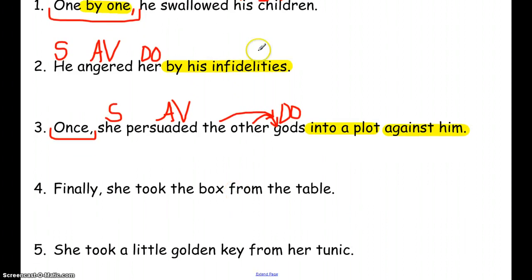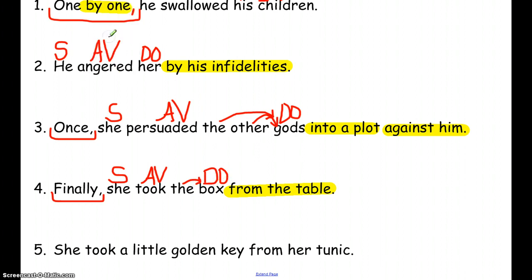The last one. Finally, she took, not the last one. Finally, she took a box from the table. Prepositional phrases, from the table. And I see that I've got a transition here at the beginning that's an adverb. Finally. So I can ignore that, and I'm left with she took the box. Who is the sentence about? It's about she. What did she do? She took. That's an action verb. What did she take? She took what? She took a box. And so there's my direct object. And the only word I have left there is the, which is a modifier. It's describing which box? The box.